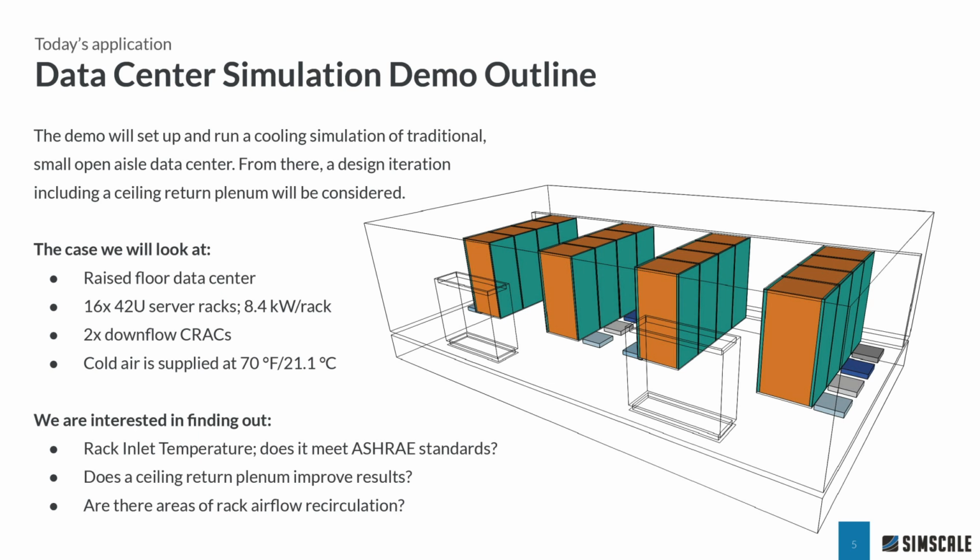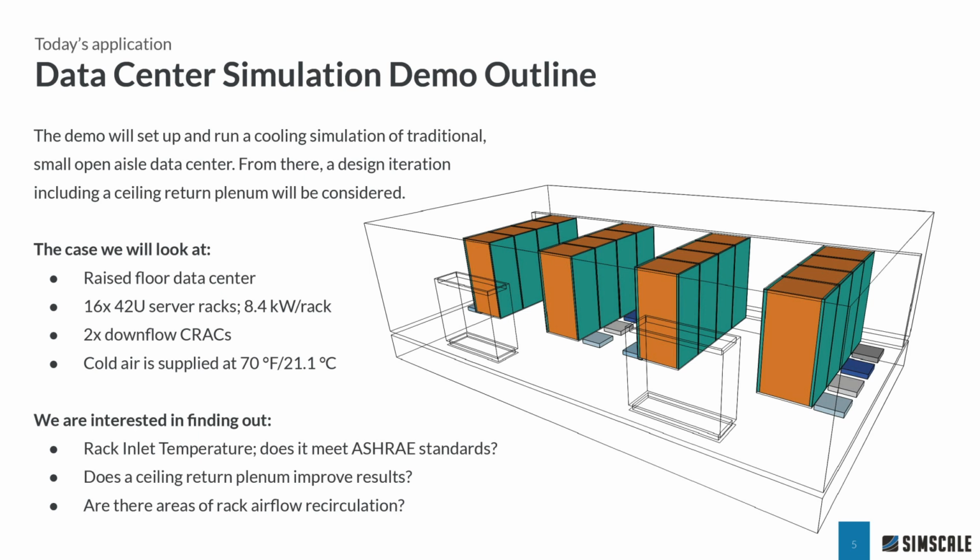Now, the cold air, I will supply it at 70 Fahrenheit. Sometimes you walk into data centers and it's really cold. You want to put on a sweatshirt. It shouldn't be necessary. So the thermostat supply air here is going to be 70 Fahrenheit, about 21 C.